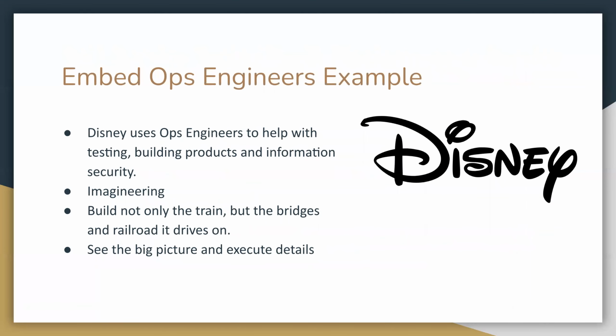An example of embedding operations engineers into the workplace is how Disney does it. They call it Imagineering. The group consists of illustrators, architects, engineers, lighting designers, show writers, and graphic designers to combine imagination and engineering. They say they not only build the train, but the bridges and the railroad it drives on. This type of cooperative teamwork allows them to see the big picture as well as execute details. Teams become very self-sufficient when they can see the process from creation to final product. This type of department integration helps employees to help themselves.